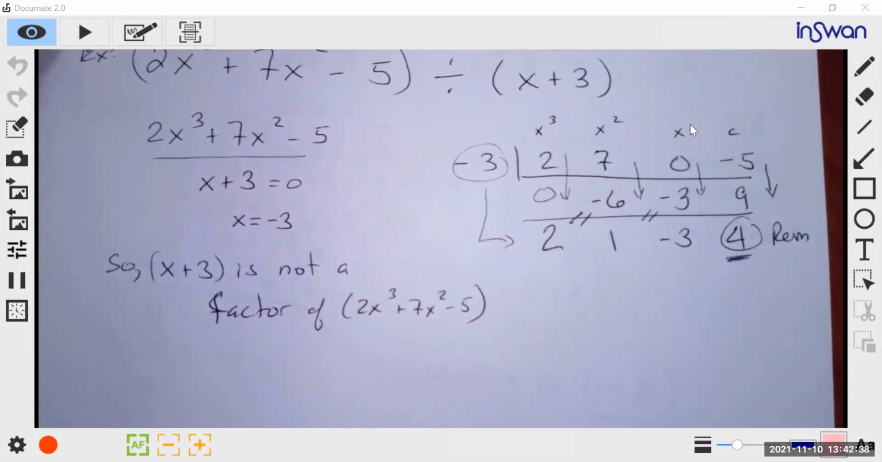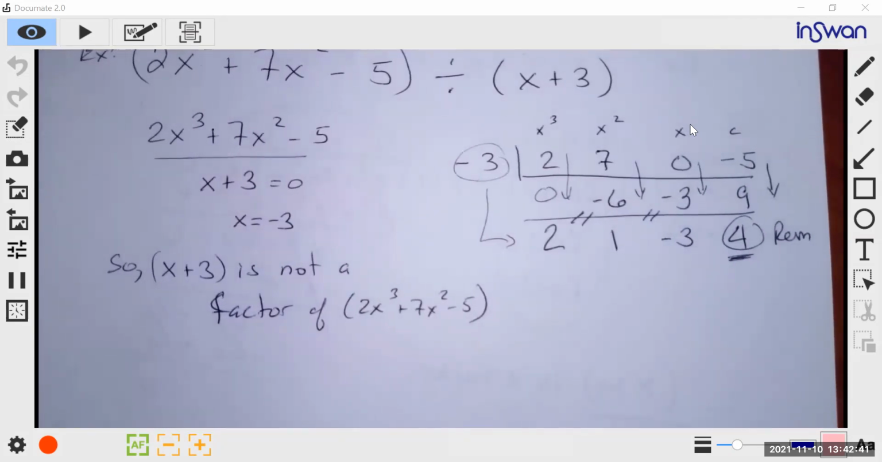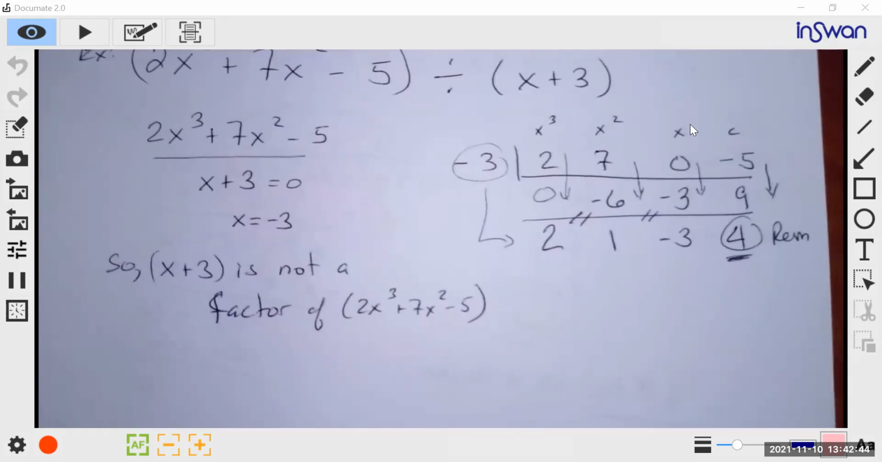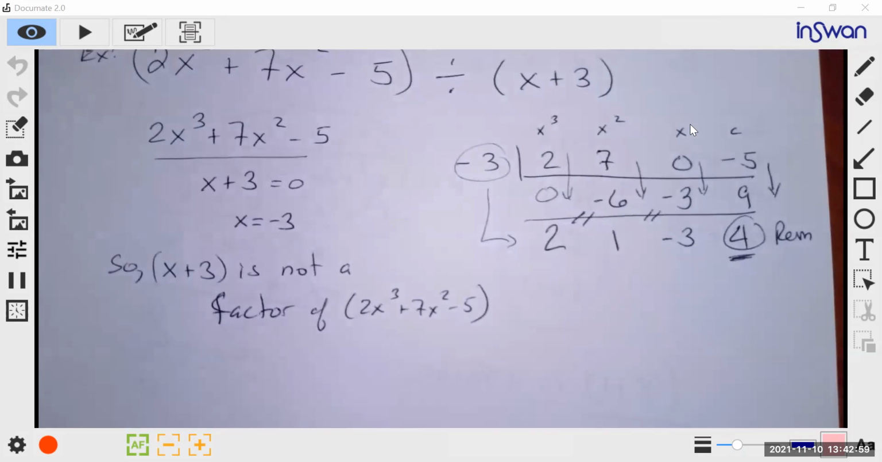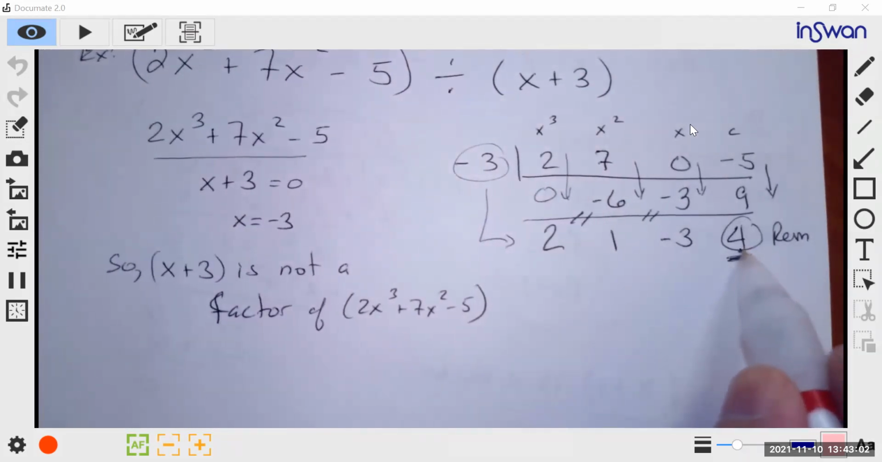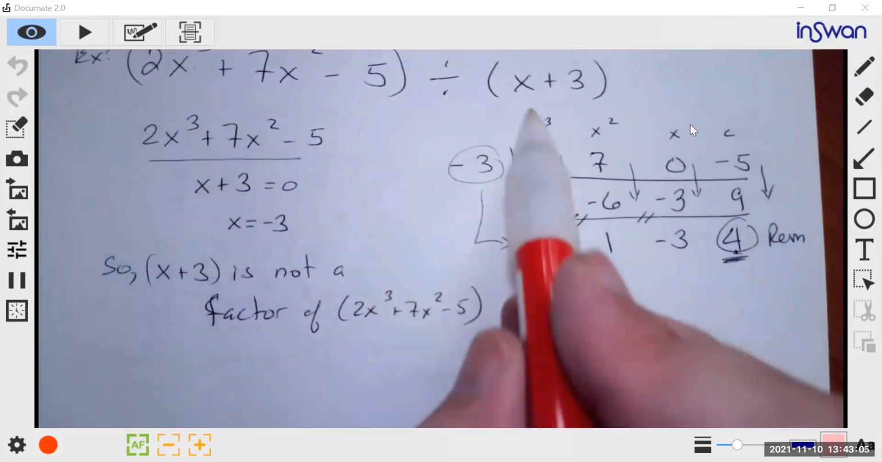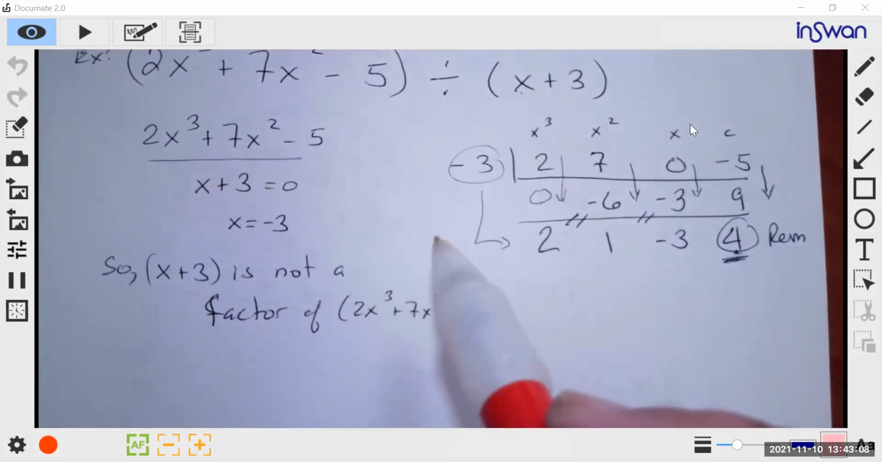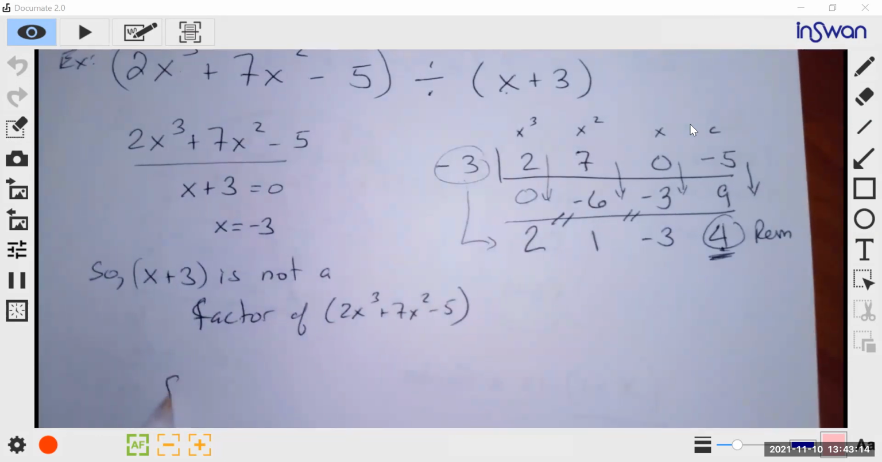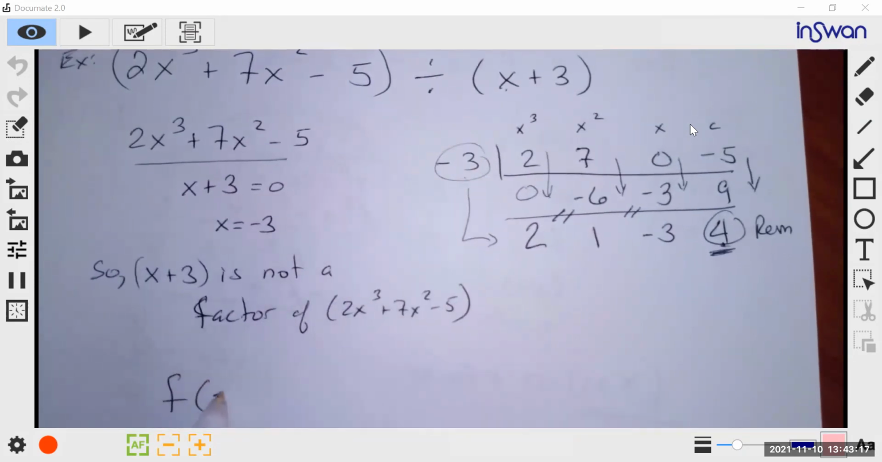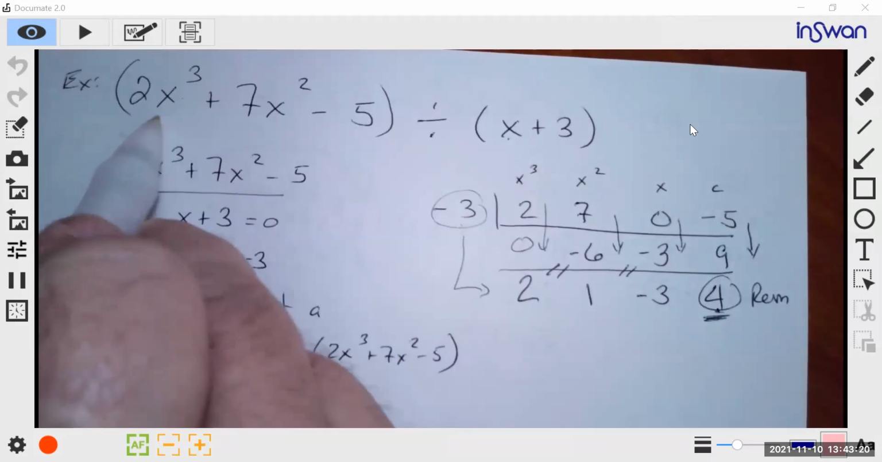Okay. Any questions so far? Does it make sense? It's not a factor, right? Exactly the same as long division. If the remainder isn't a 0, then it's not a complete factor because we have a remainder there. Look at this 4 here. Remember, we had the value x plus 3. We solved it, got -3. What happens if we put -3 inside our function?